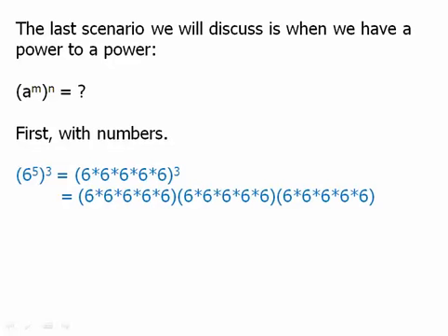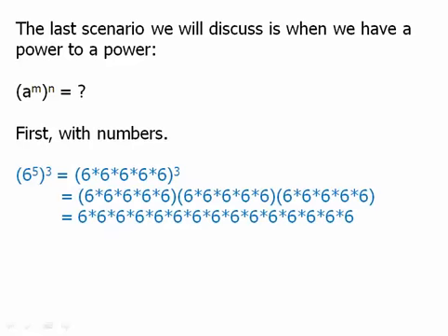Well, how many factors do we have there? Well, we have 3 parentheses, and each one has 5 factors in it. So that means when we multiply it all together, we must have 3 times 5, or 15 factors of 6. And so, of course, it would be 6 to the 15th.